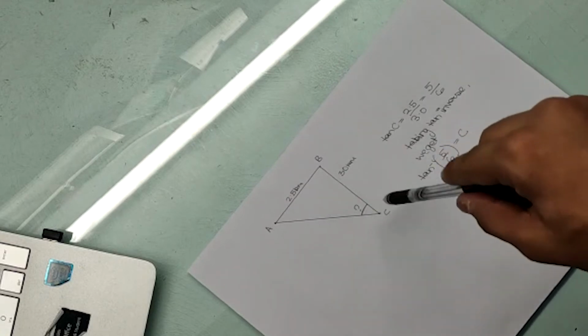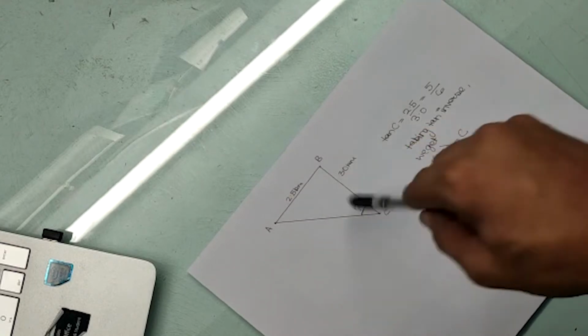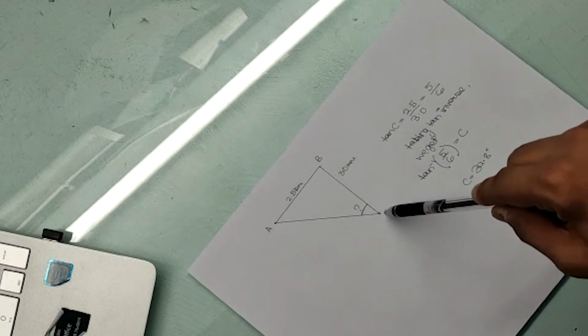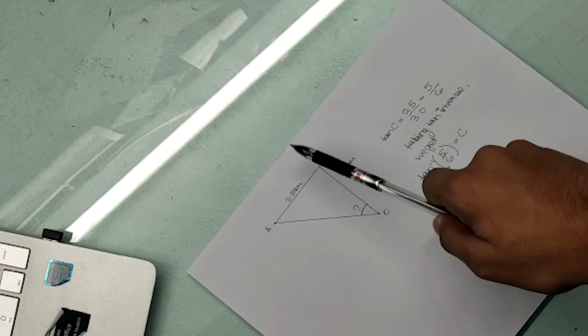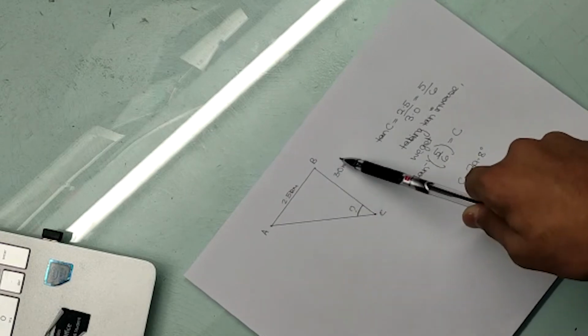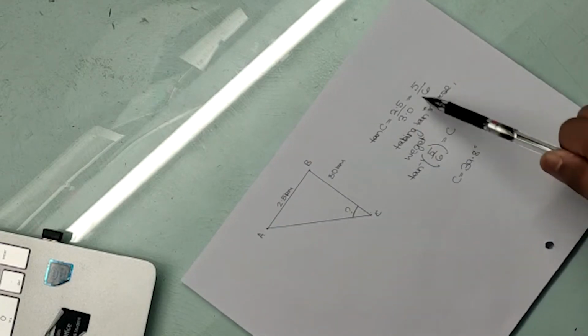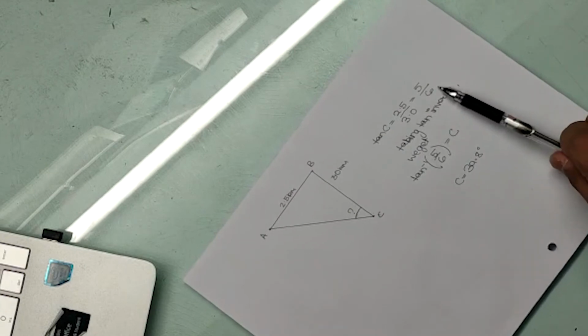Therefore, using the definition of tan, we can get that tan of angle C gives us 2.5 by 3, which is AB by BC, which is the perpendicular by base. We get 5 by 6 as tan C.